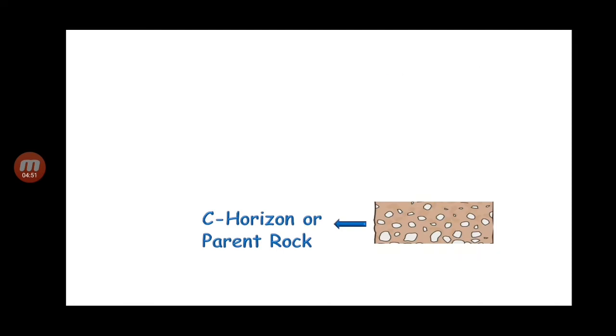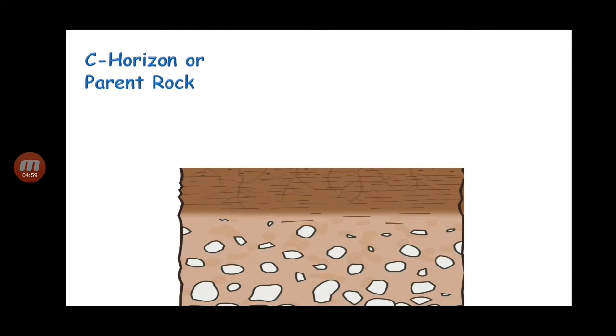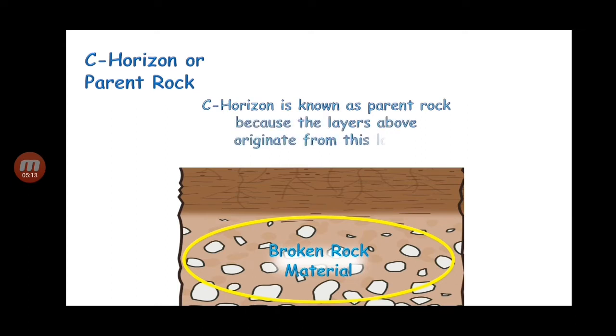C horizon or parent rock. This layer is present below the subsoil. It consists of weathered or broken rock material. The C horizon is also known as parent rock because the layers above originate from this layer.